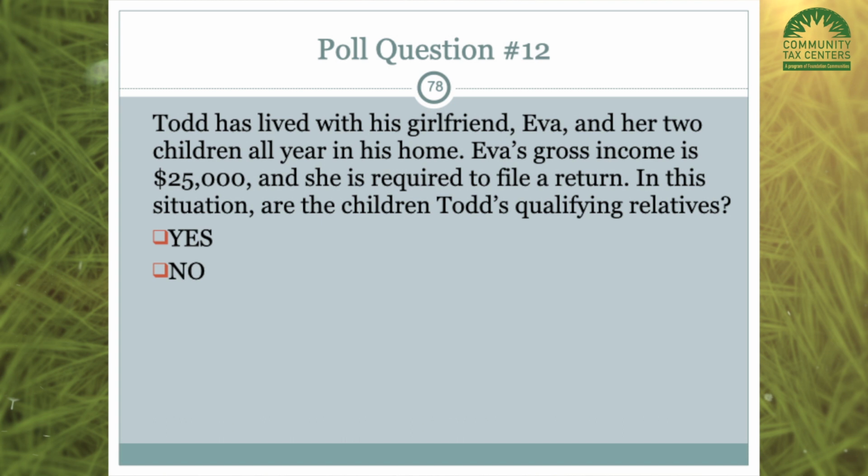Okay, so we have some more poll questions on here, and I think this is probably where we will try to taper it off. Okay, so Todd has lived with his girlfriend Eva and her 2 children all year in his home. Eva's gross income is $25,000, and she is required to file a return. In this situation, are the children Todd's qualifying relatives? Yes or no?